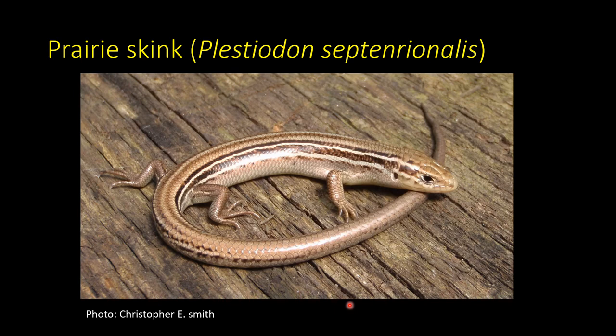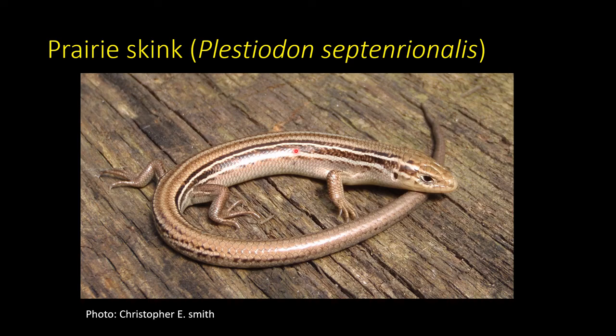Okay, the first species is the prairie skink, Plestiodon septentrionalis. This is a great little lizard species, so skinks are fascinating. We only have a single species of skink in North Dakota, unlike some of the other states.